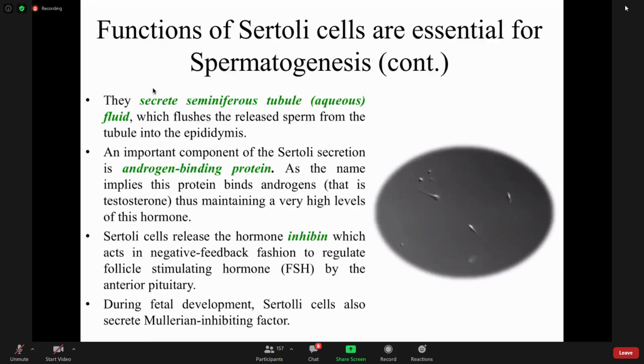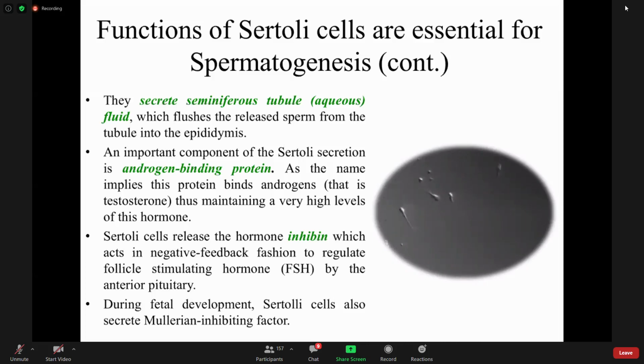As we said, Sertoli cells secrete the seminiferous fluid, or the aqueous fluid, that is going to push the spermatids to the urinary tract. They also produce the androgen binding protein, which, along with the testosterone production by Leydig cells, is going to bind testosterone and nurture the sperm for the remodeling process. So testosterone is very important for the remodeling.